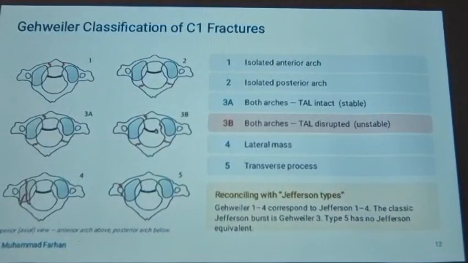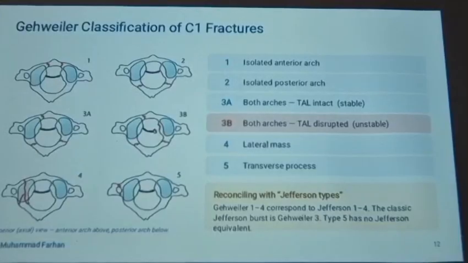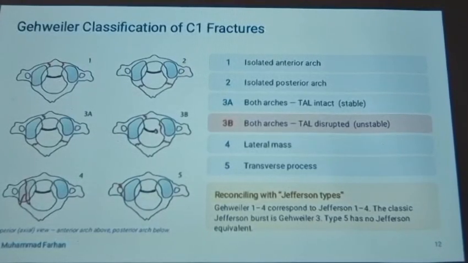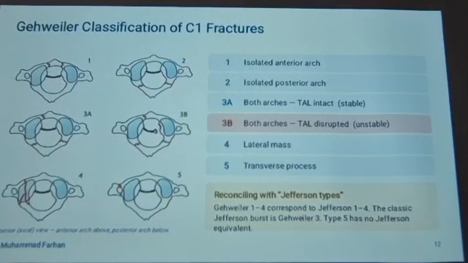Then there is another classification of the C1 fracture. We have discussed different types of classification, such as the Gehweiler classification, and similarly the Jefferson classification, which has fracture of the anterior arch, fracture of the posterior arch, fracture of both arches, anterior and posterior, and fracture of the lateral masses, and the transverse process. According to the classification we can have an idea whether the spine is stable or not.